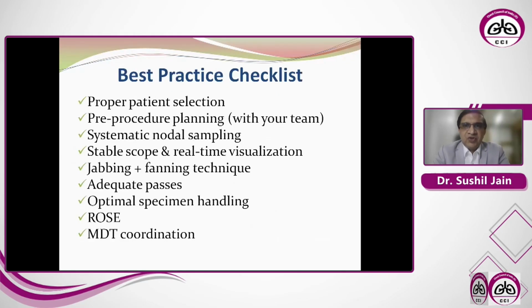Now, best practice checklist. This is a very important checklist, not only for the beginners, but also for those who are regularly doing it, because we often forget these important practical points. This includes proper patient selection, pre-procedure planning with your team, systematic nodal sampling, stable scope and real-time visualization, jabbing plus fanning technique, adequate passes, optimal specimen handling, ROSE, that is rapid on-site cytological evaluation, and MDT coordination. If we follow this checklist in every patient, then our outcome can become much better than what we are doing today.